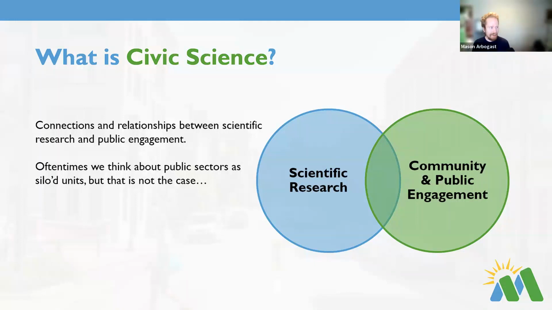So just so that we're all on the same page in terms of the definition, what is civic science? When we talk about civic science, it is the connections and relationships between scientific research and public engagement, right? So it's what we do with policy and law and legislation, but then making sure that science-backed research and science-backed data supports that, and that we can understand the research that we're doing and the information that we're disseminating. And so it's that overlap between kind of the technical side and then the public social side of things.